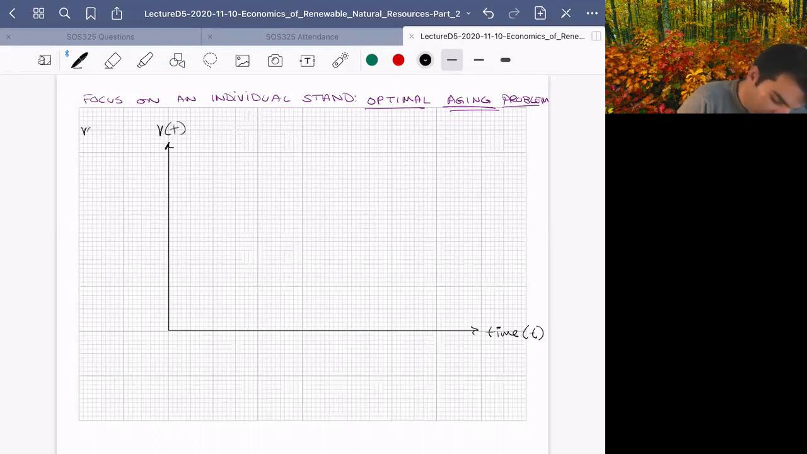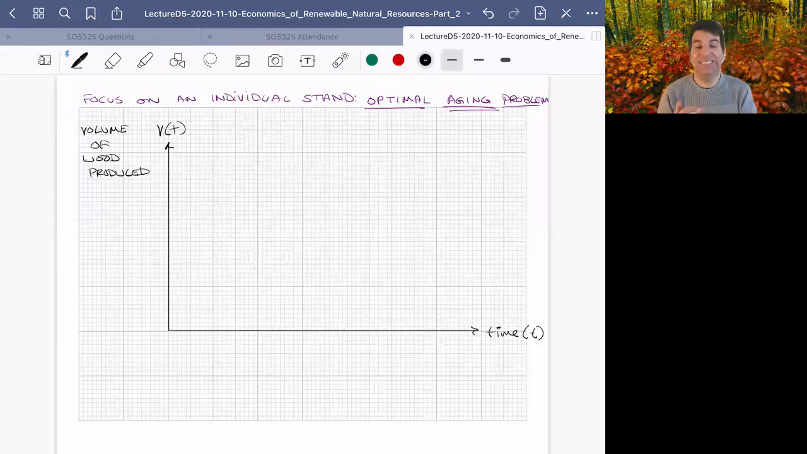of wood produced. So we're focusing just on timber benefits. So you're cutting the trees down and getting benefits from the wood.